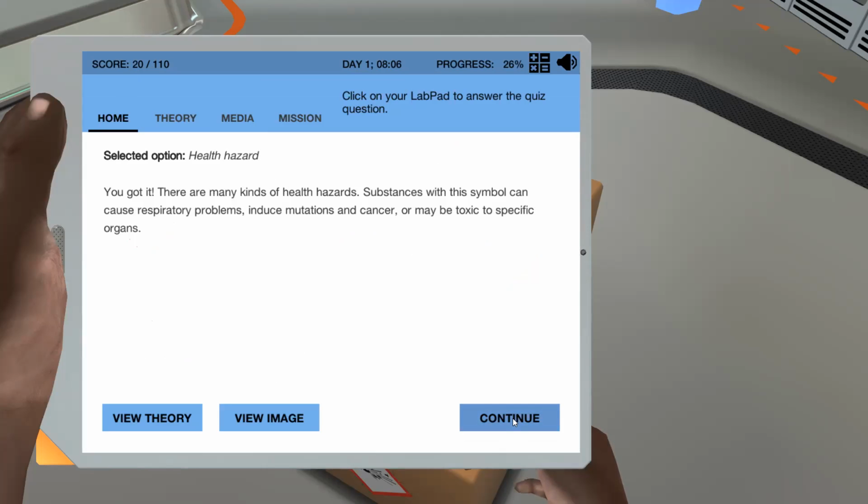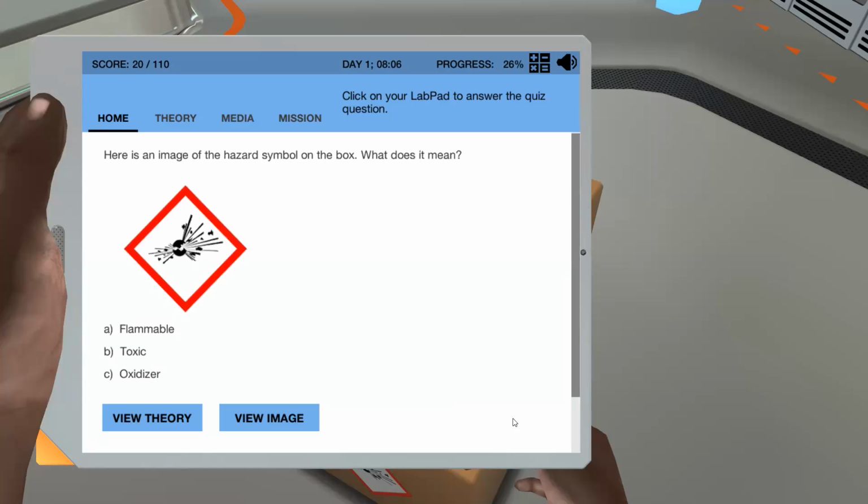Yeah, your points are increasing. Here is an image of the hazard symbol on the box. What does it mean? What does that mean? Well, it is interesting. Let's find out.